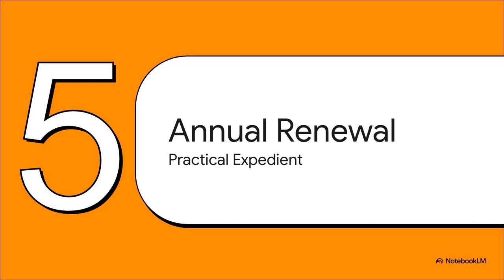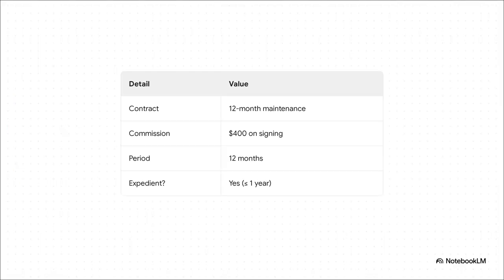Section 5, Example 3, the annual renewal expedient, and how we simplify short-term contracts. Let's set the stage for this one. We have an annual software maintenance contract. It's just a simple 12-month renewal. Upon signing this renewal, a $400 commission is paid out to the sales rep. Now notice the amortization period here is exactly equal to the 1-year contract term. Because that period is 12 months or less, the entity actually has a choice. And in this specific case, the entity has actively elected to use the practical expedient for contracts with an amortization period of 1 year or less.